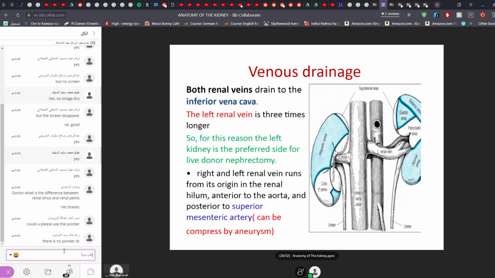This is the level of the mesentery of the small intestine. If you see anteriorly, it has the superior mesenteric artery. Posteriorly, it is the aorta. So an aneurysm of the aorta, the dilatation of the aorta in any disease, can compress the renal vein. This is the main point to remember over here.